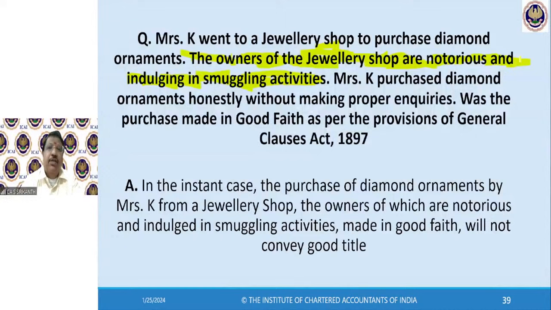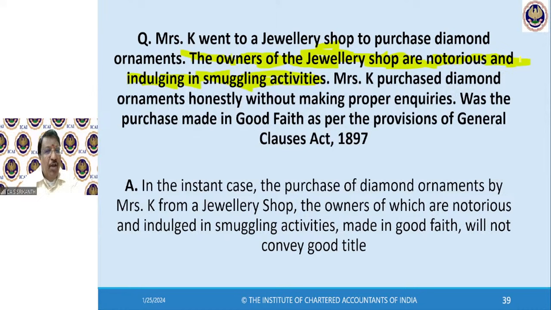Mrs. K went to a jewelry shop to purchase diamond ornaments. The owners of the jewelry shop are notorious and indulging in smuggling activities. It's a well-known smuggling shop. Mrs. K purchased diamond ornaments honestly without making proper inquiries. Now, see, she should have found out who these people are. So the owners are notorious. Notorious means well-known in a bad way.